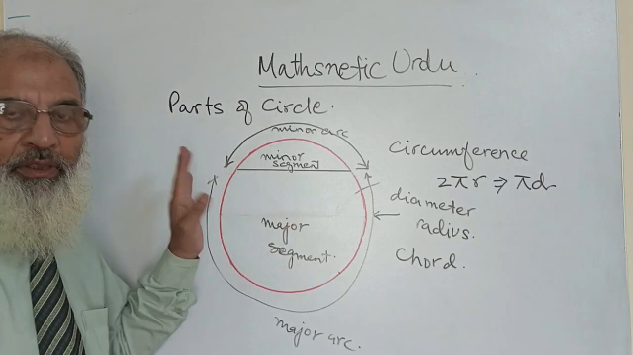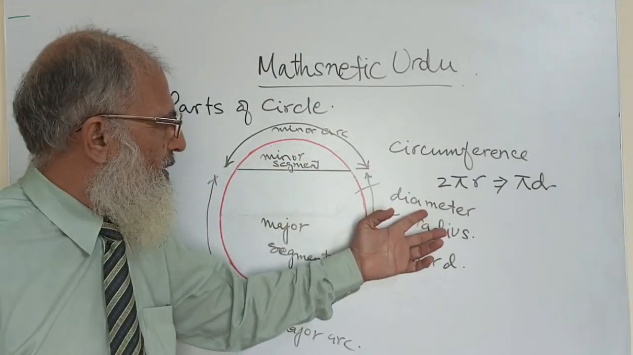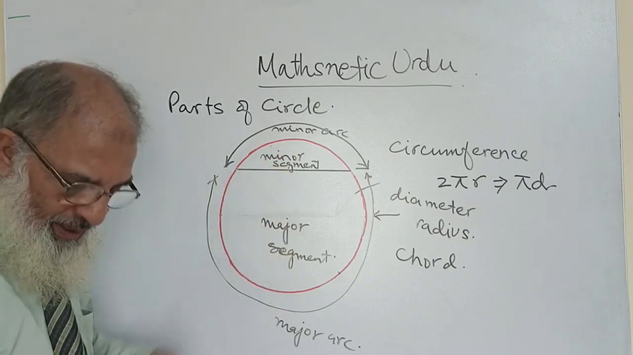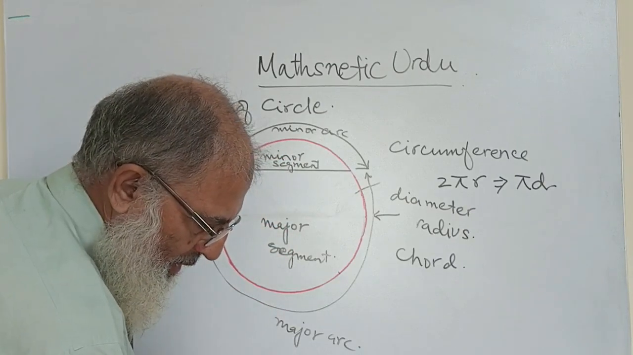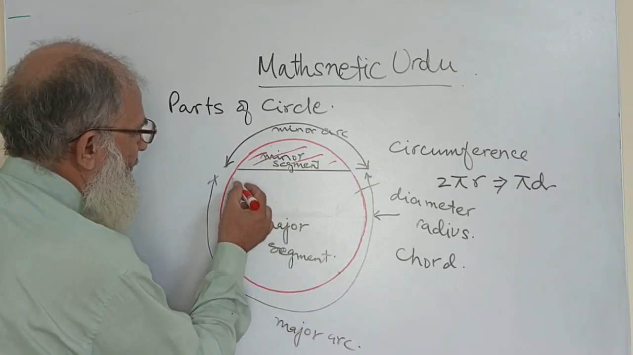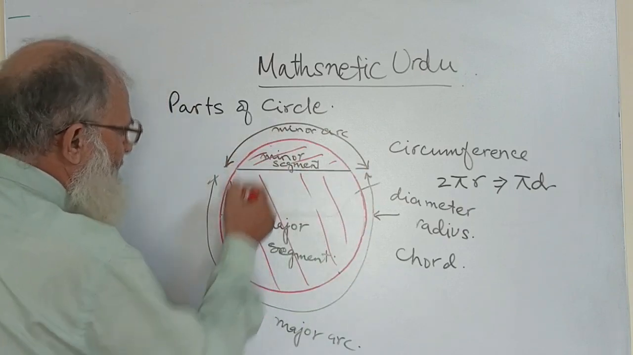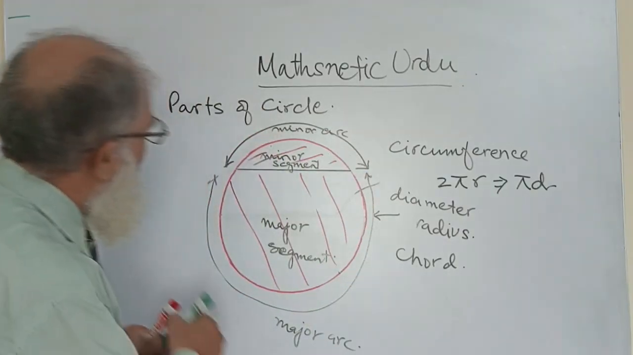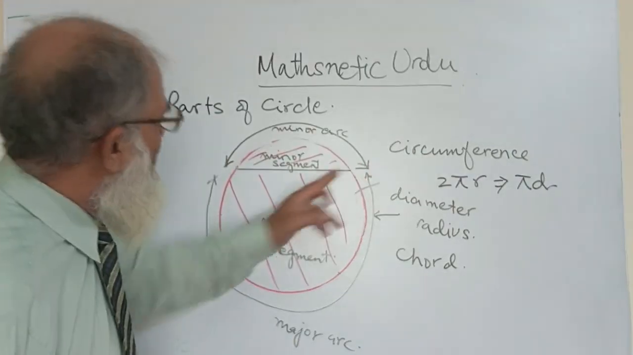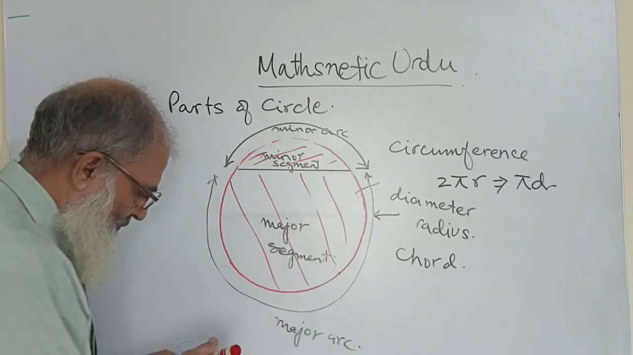Now dear students, these were the few parts which I have told you: circumference, diameter, radius, chord, minor segment and major segment. Now if I color these, this is the minor segment and this is the major segment. This is the minor arc from here to here, and this one is the major arc over here from here to here.